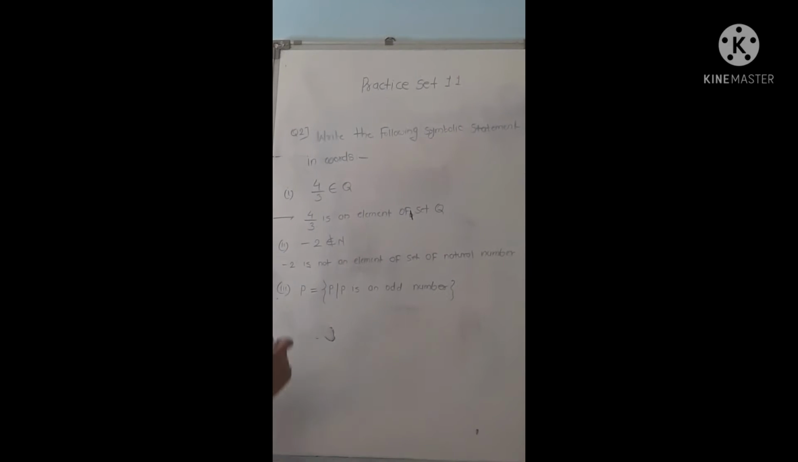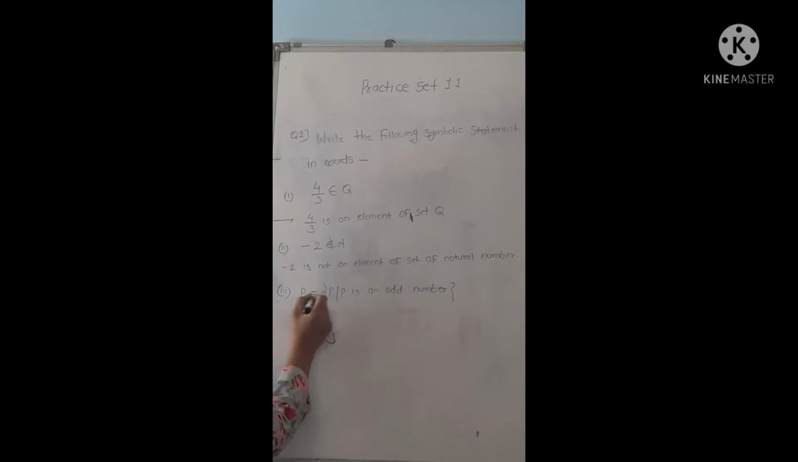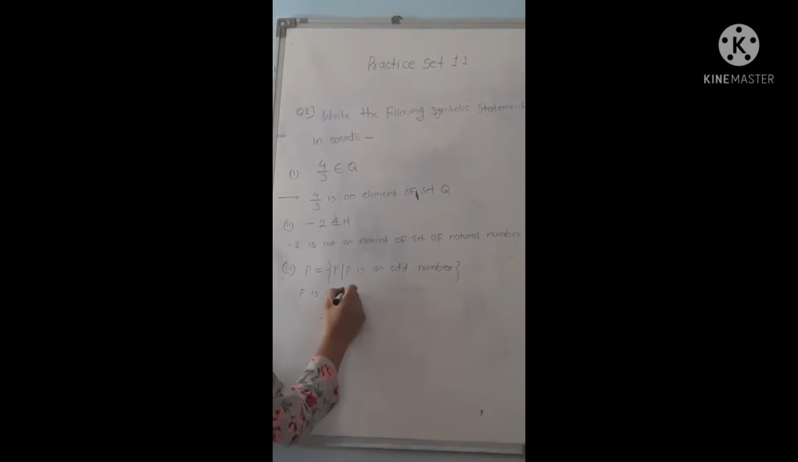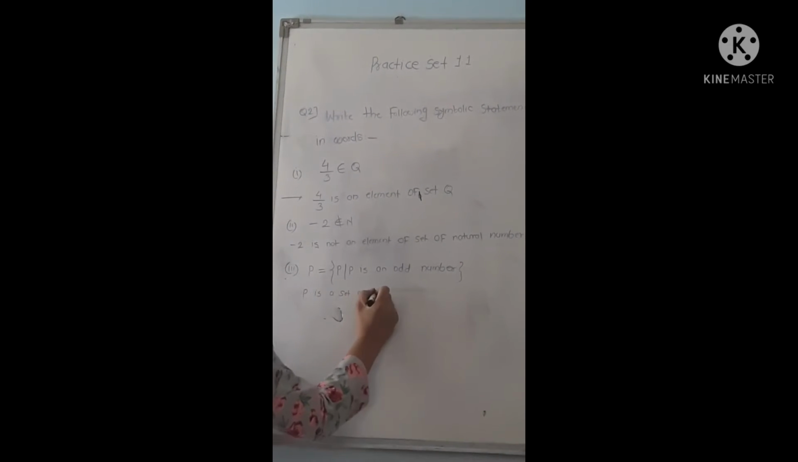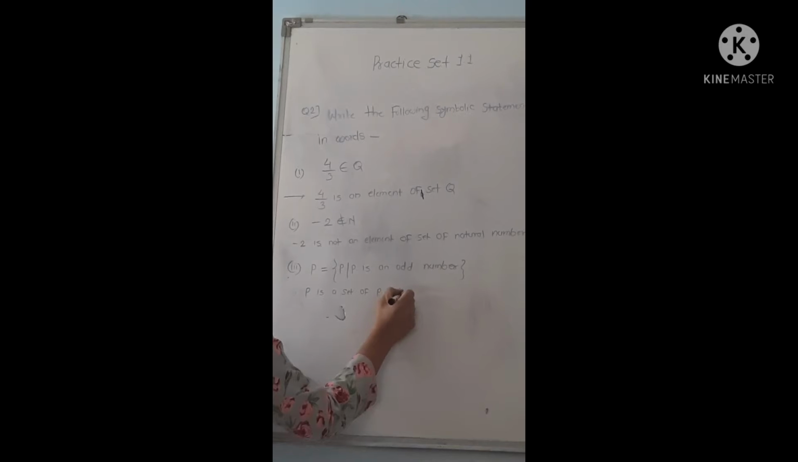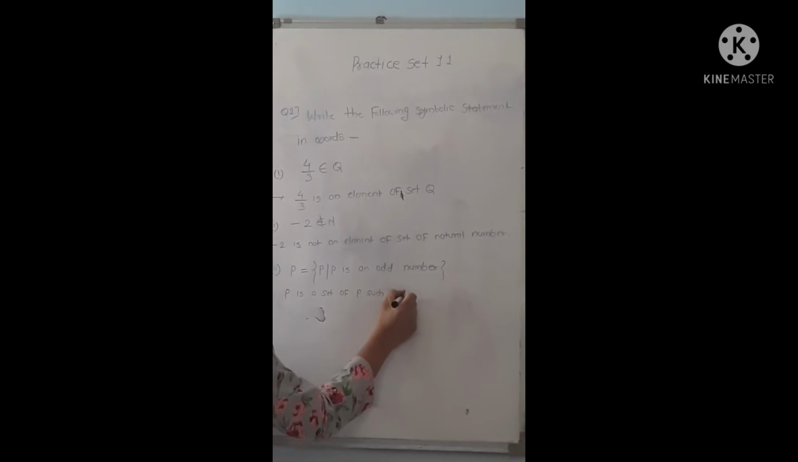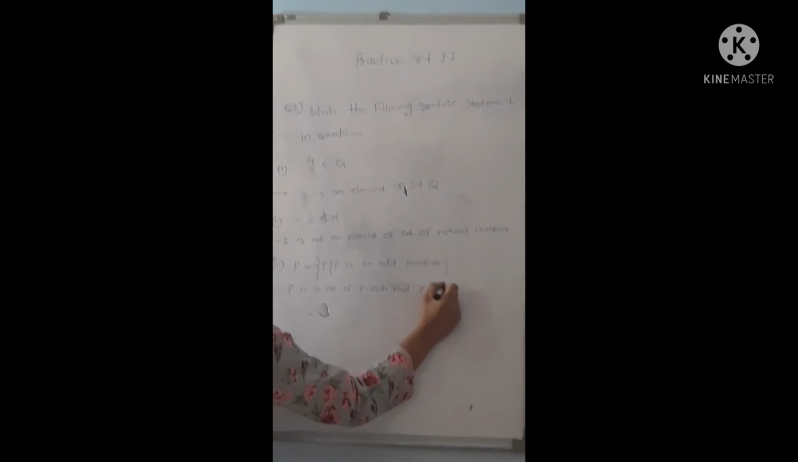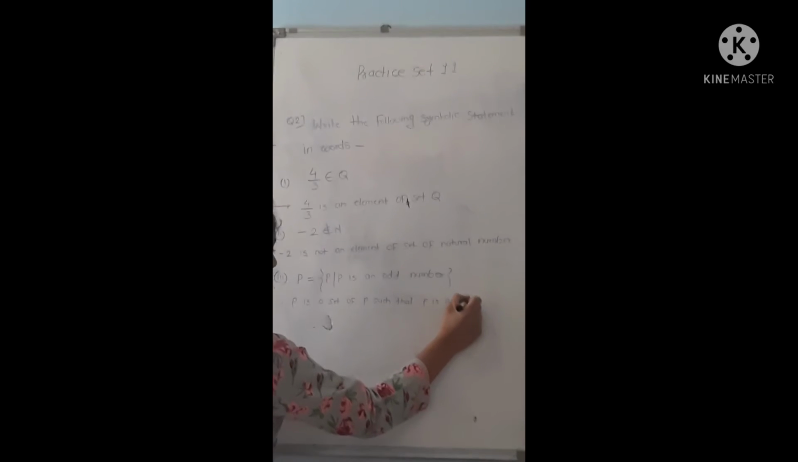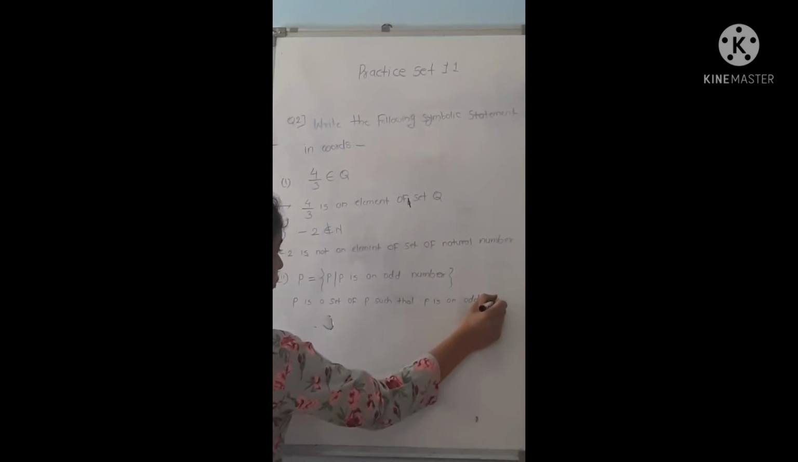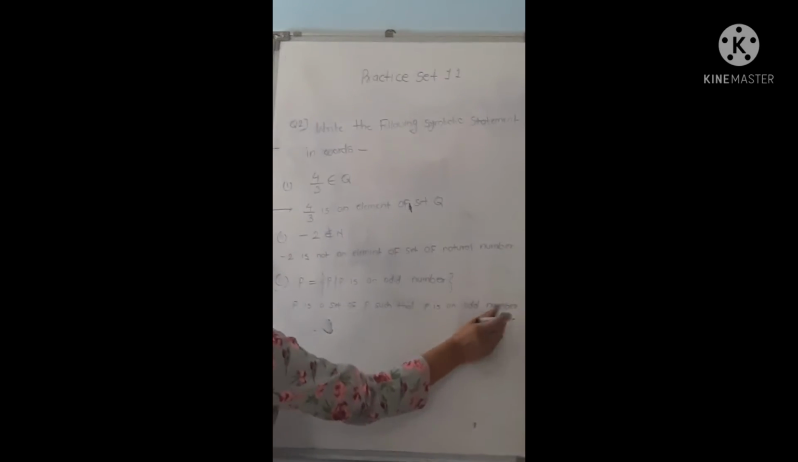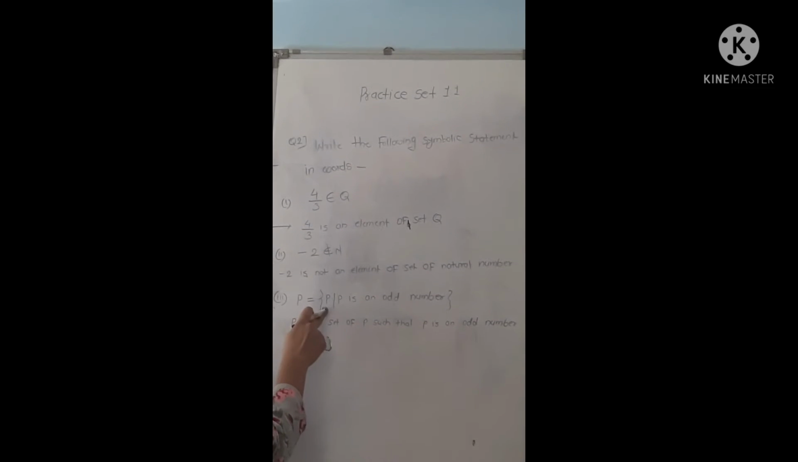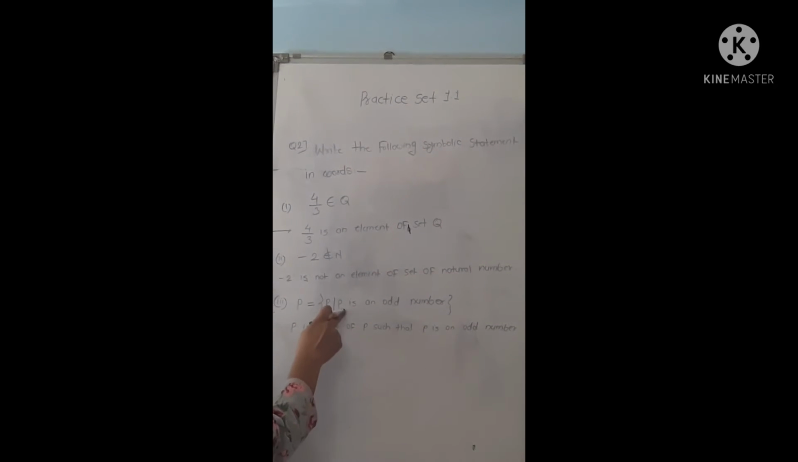Third one, P is a set of P such that P is an odd number. P is a set of P such that P is an odd number.